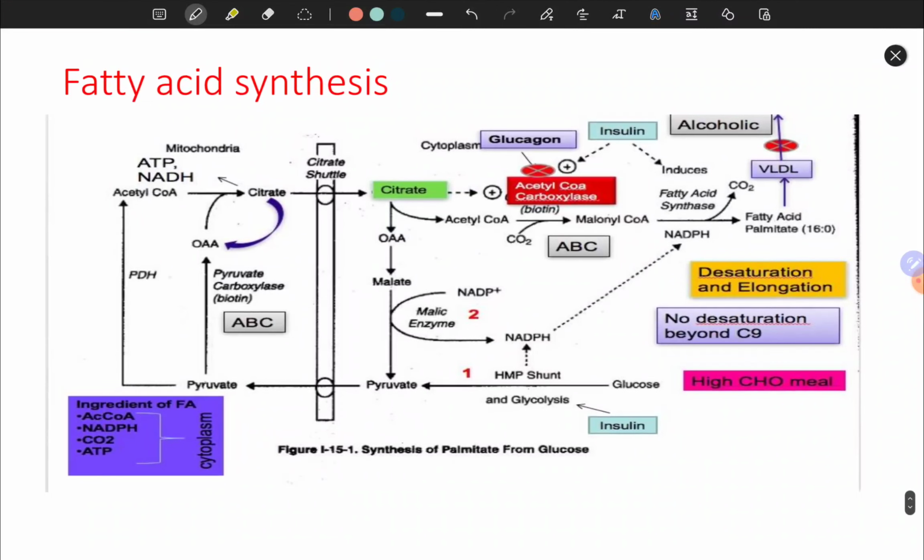Fatty acid synthesis occurs inside the cytoplasm.